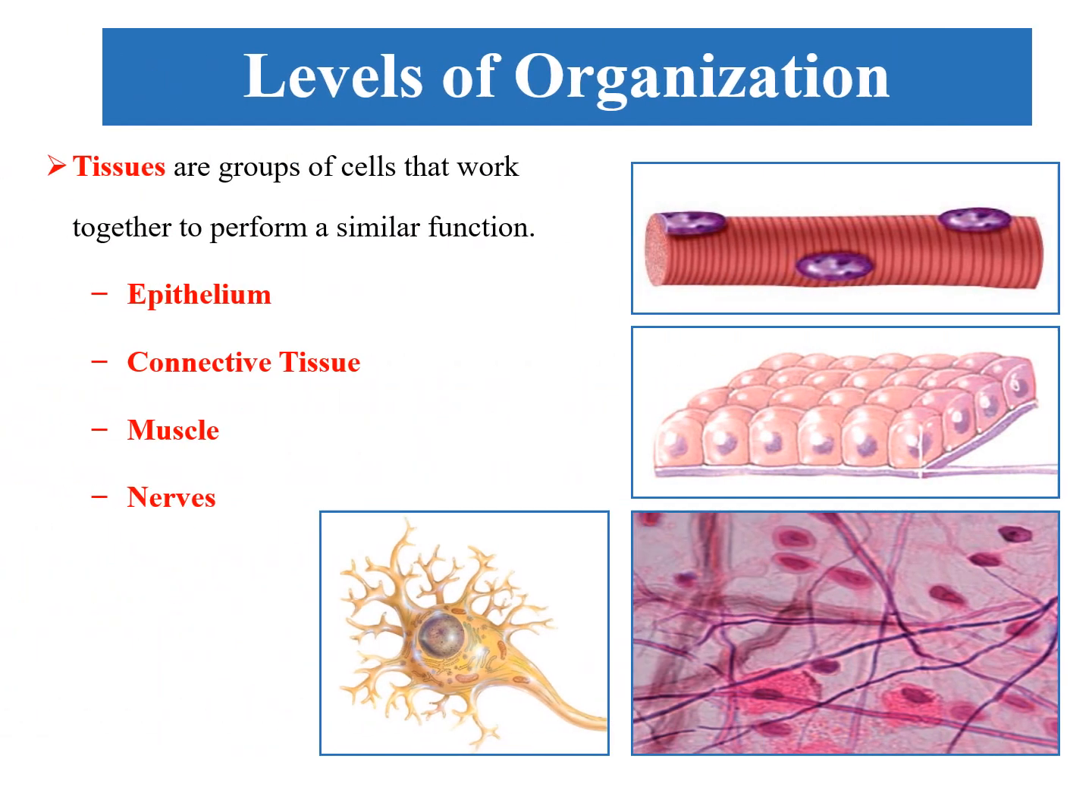After the cellular level of organization, we now have tissues, a group of cells that work together to perform a similar function. The epithelial tissue, connective tissue, muscle tissue, and nervous tissue. This is the muscle tissue. This is the epithelial tissue. This is a connective tissue, and this one is the nervous tissue.